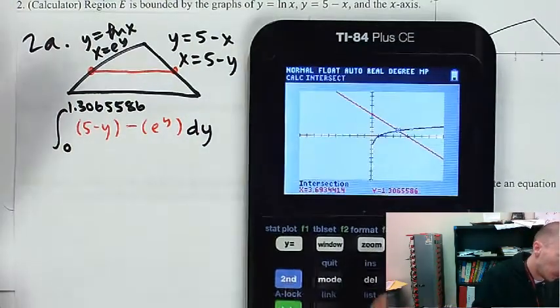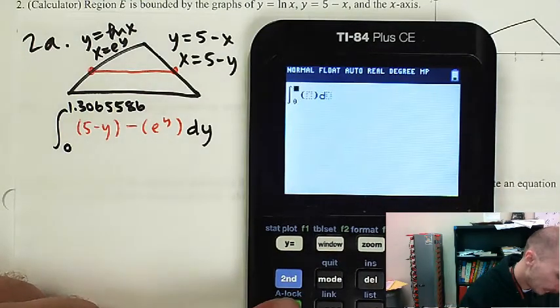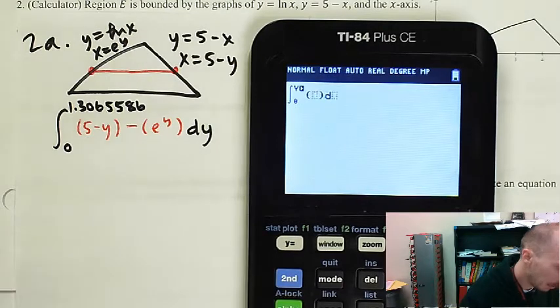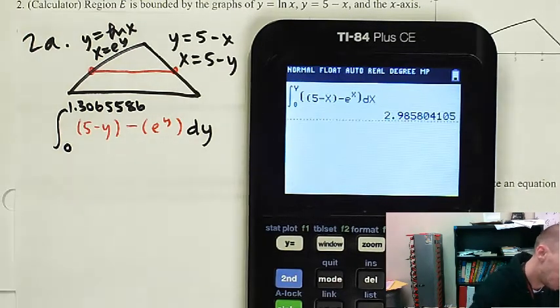Now, if I wanted to do that quickly without typing in all those decimals, I would integrate from 0 up to y. I'm just typing alpha and getting the y character. And I'm going to do, okay, 5 minus, we'll use x to stand in for y, minus e to the y dy. I'm going to get 2.986.